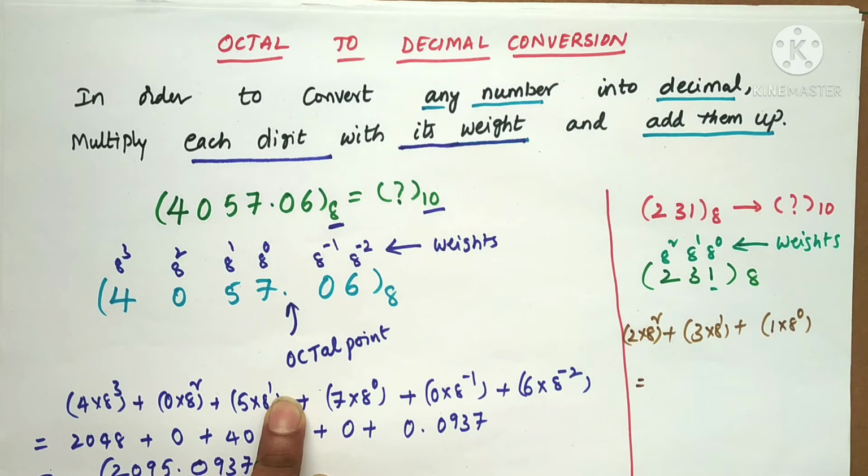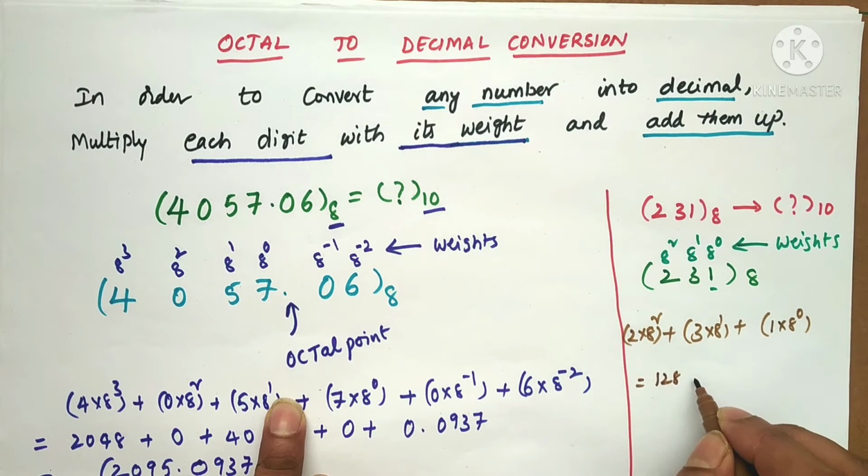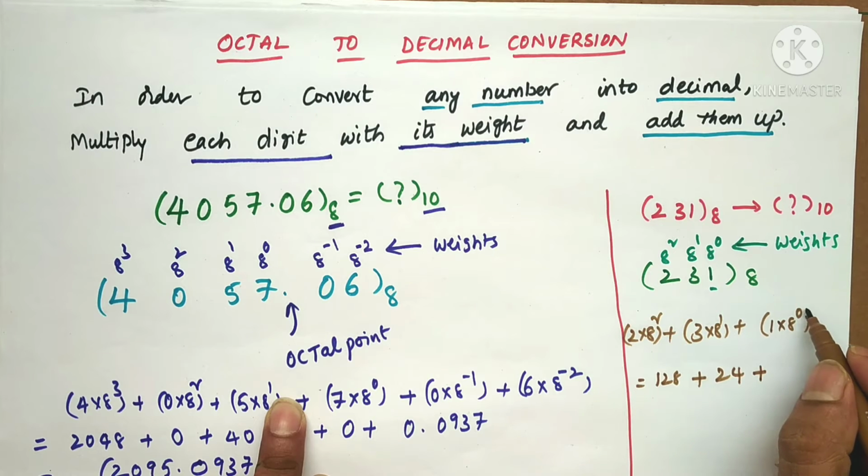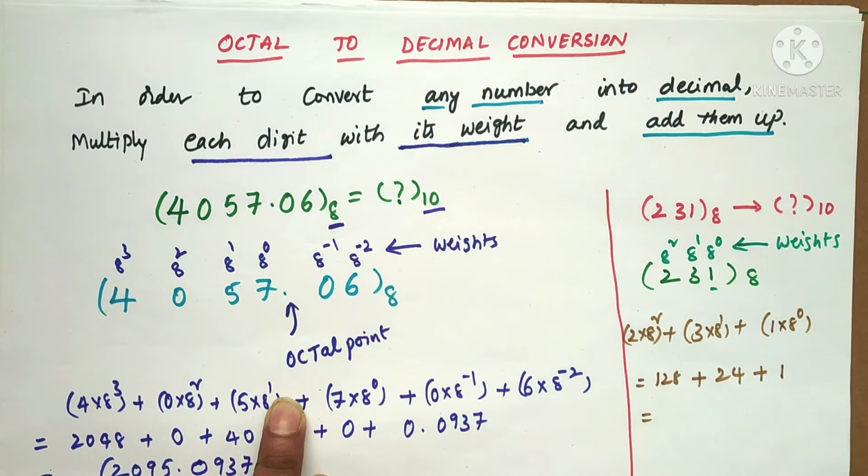Okay, 8 8s are 64, 64 into 2 means 128. 128 plus 3 8s are 24 plus 8 power 0 means 1 into 1 is 1. Okay, so 128 plus 24 plus 1 is 153. 153 base 10 is the answer. Let us take another example.